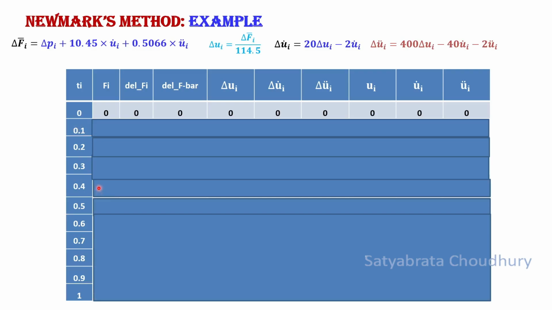In the excitation expression it is given up to 0.6 second. But after this it will be free vibration. So most steps will be there in the free vibration. Up to 0.6 it is forced vibration, and then it is free vibration.